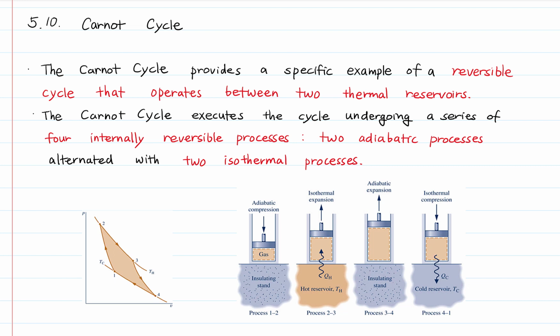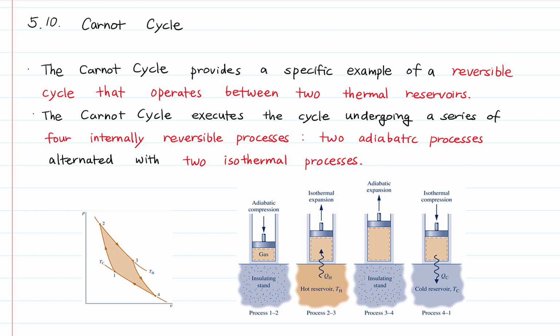5.10 Carnot Cycle. The Carnot cycle is an ideal cycle. It is a reversible cycle. It is the most efficient cycle between the two thermal reservoirs, as it is a reversible cycle. The cycle was suggested by a French engineer, Sadi Carnot, in 1824.